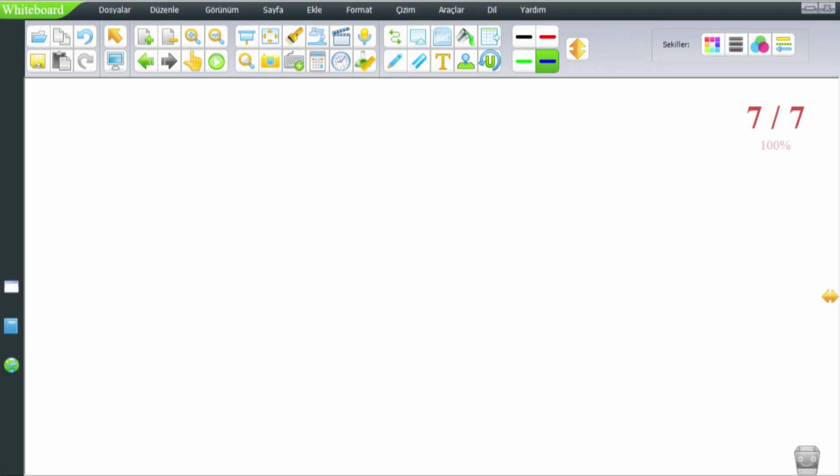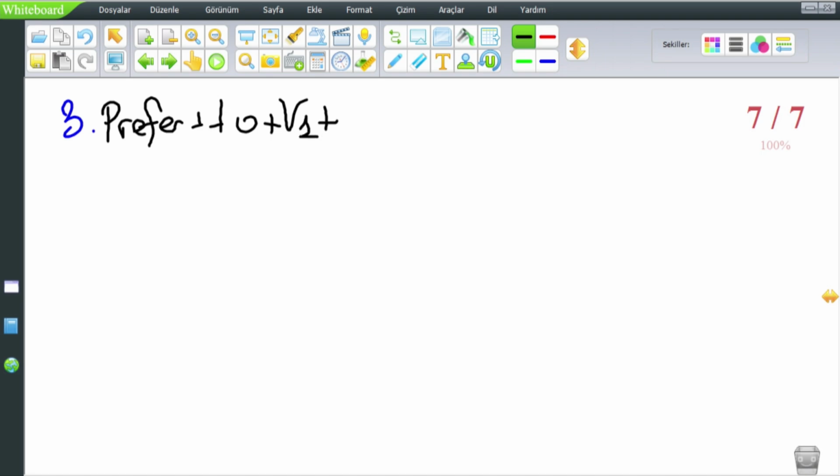Now our last use of prefer: prefer plus to plus verb 1 rather than verb 1. And in this use, we are expressing general preferences.